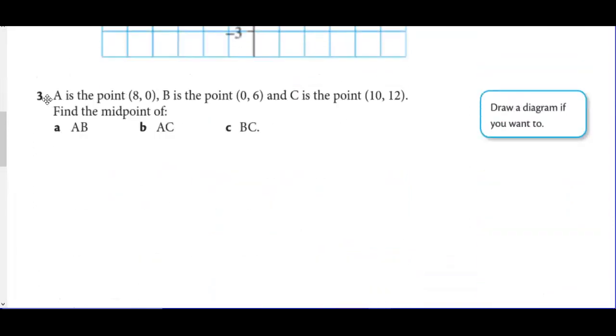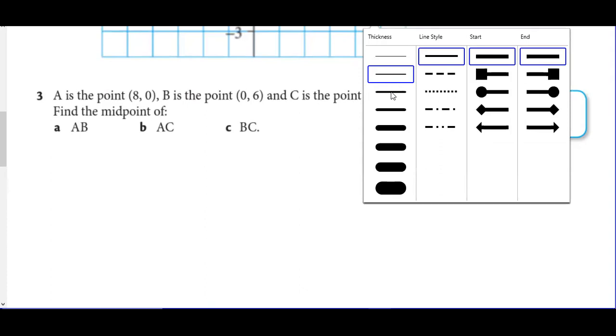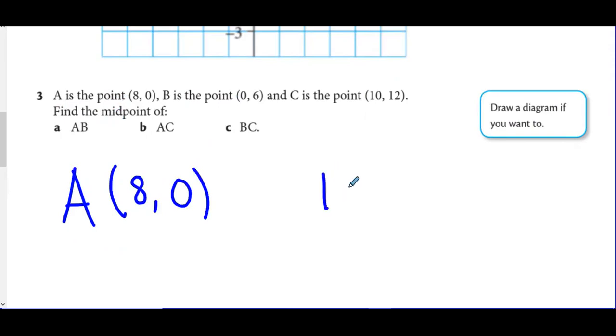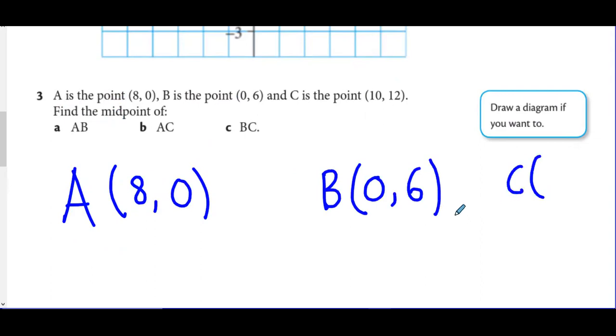The second question is question number 3. A is the point, and you are given A here. The coordinates of A are (8, 0). B is another point, which is (0, 6). Also, C is another point with the coordinates (10, 12).